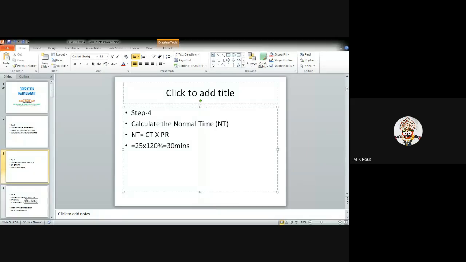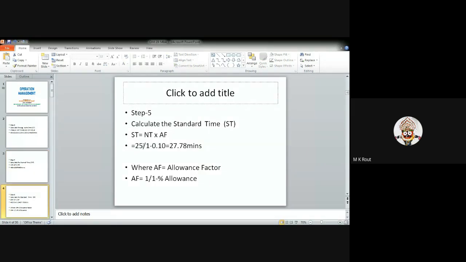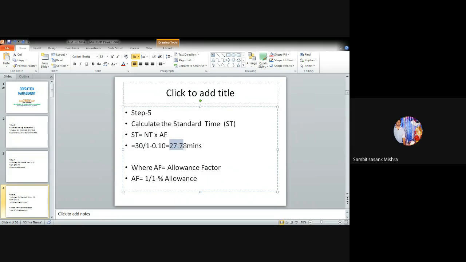Similarly, to calculate the standard time, that is 30 divided by 1 minus 0.10. How much is the answer? 34.09. 33.34. 34 is the answer.